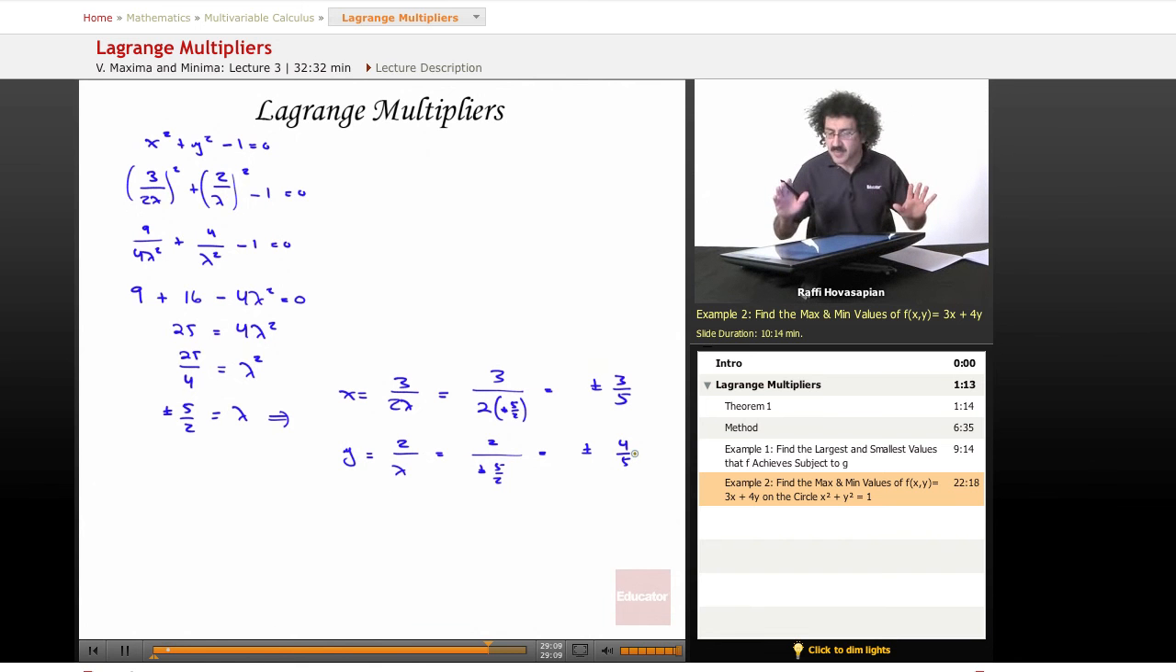Okay, now let's stop and think about this. We have plus and minus 3/5 for x, and we have plus and minus 4/5 for y. Now, you're probably thinking to yourself, just like for the previous problem, that we have 4 points: 3/5, 4/5, 3/5, negative 4/5, negative 3/5, 4/5, negative 3/5, negative 4/5. That's actually not the case, and this is where you have to look at other things. There's other analysis going on here.